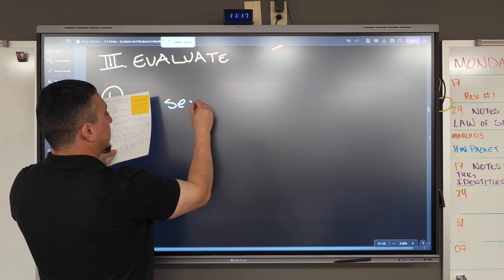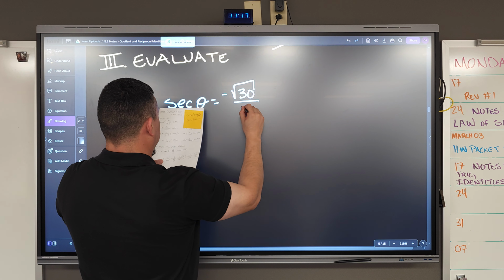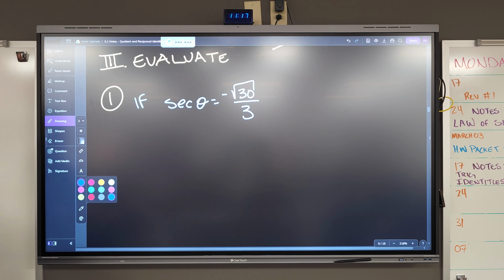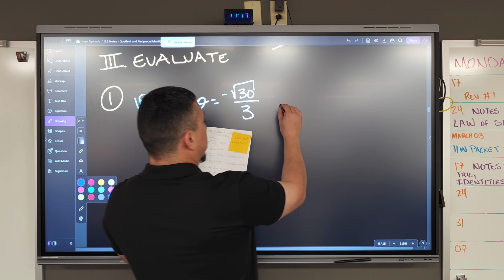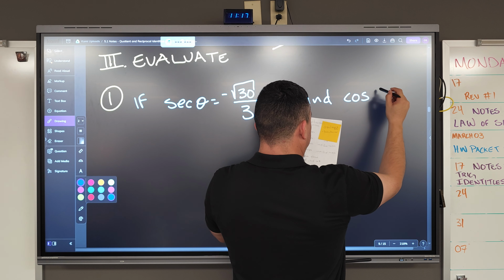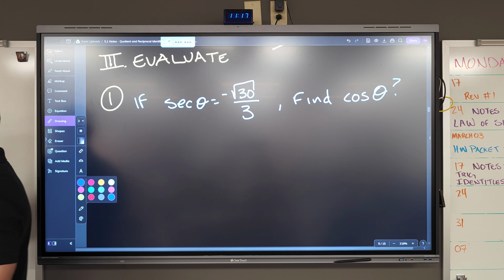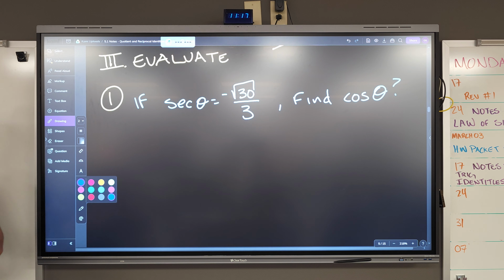If secant theta equals this, so they have to give us some numbers this time. Okay. Notice the other ones didn't have any numbers. Then find cosine theta. So because of the connection between the identities, if they give us one number, we can work around to get the other number. Okay.